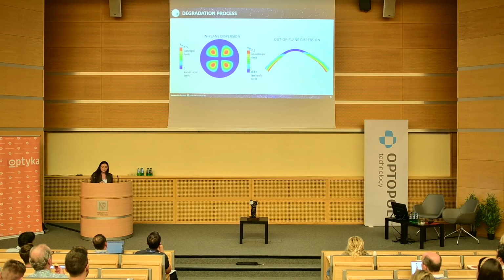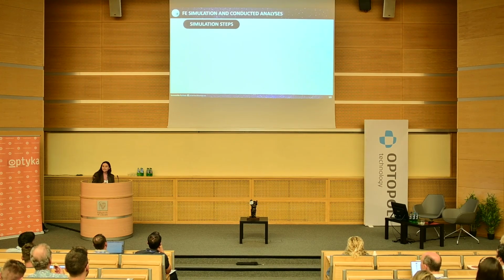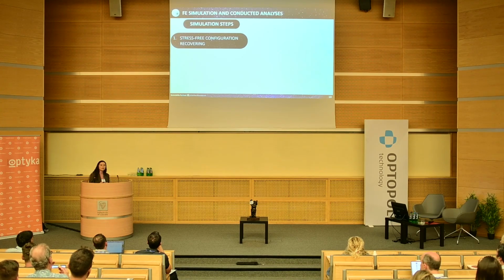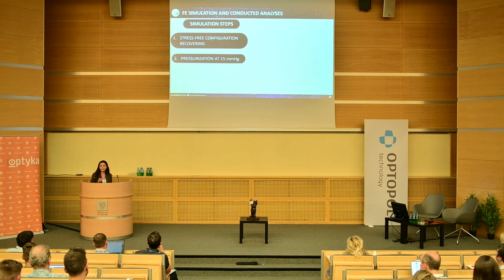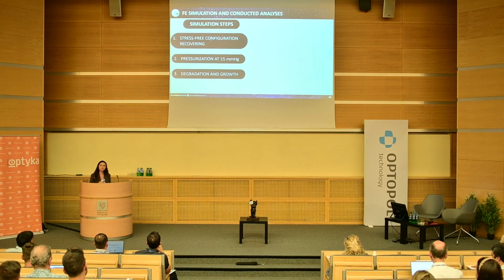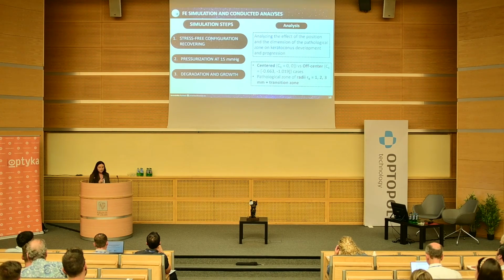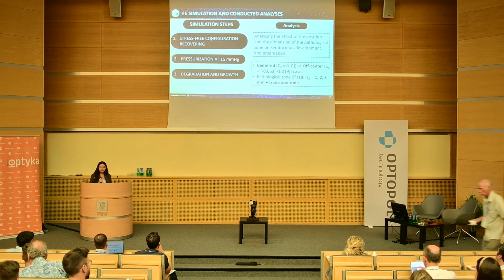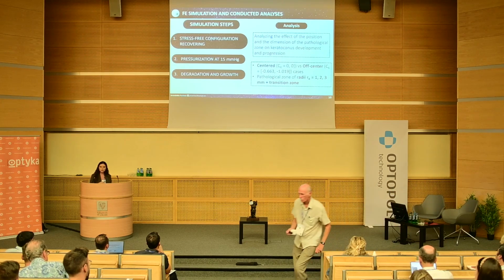The simulation is quite simple. We recover the stress-free configuration, that is, the cornea without the intraocular pressure. We apply a physiological value of the intraocular pressure, and then the degradation starts. If the strain increases, the growth of the cone will also start. Otherwise, nothing will happen.